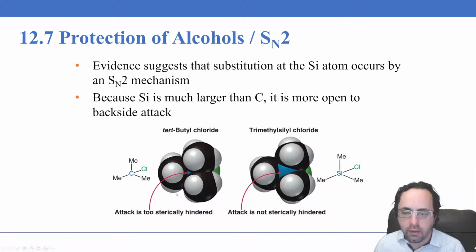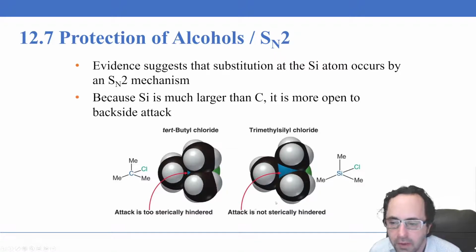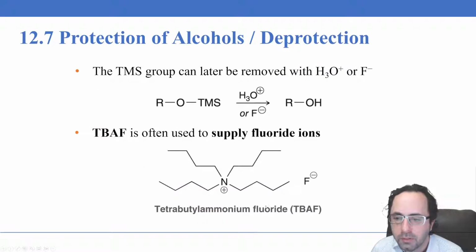That's the big difference. If you had a trimethyl methane, or whatever, that wouldn't be the right word. It would be a tert-butyl chloride. If you had a tert-butyl chloride, the carbon atom's so small, the oxygen could not attack the carbon atom. However, with silicon, it's a bigger atom, so the oxygen can more easily get in there and attack the silicon. And so that's the way it works here.